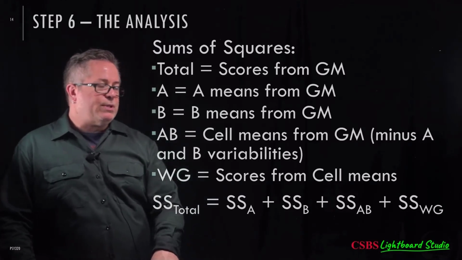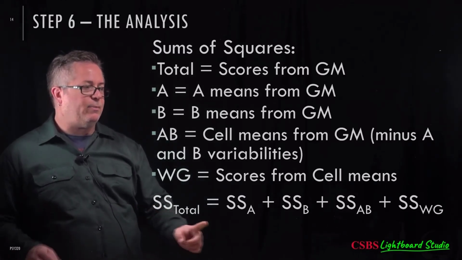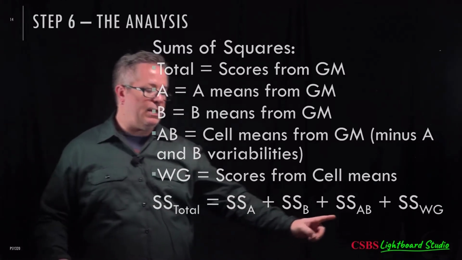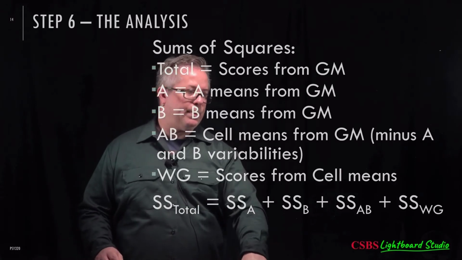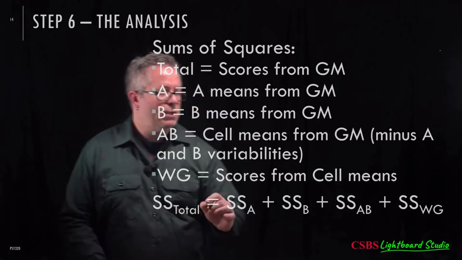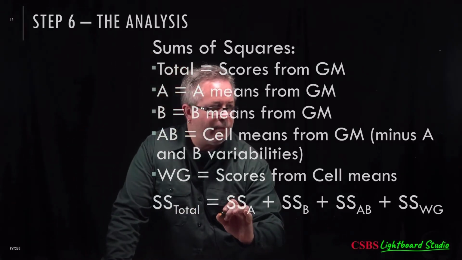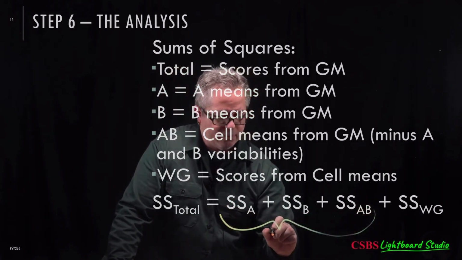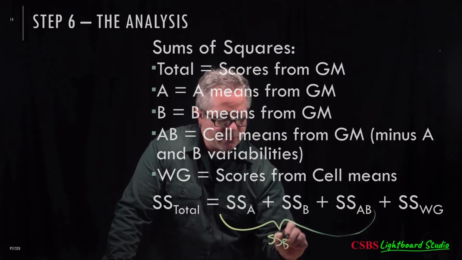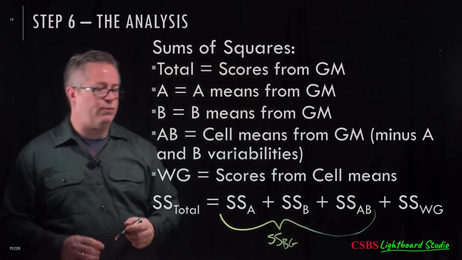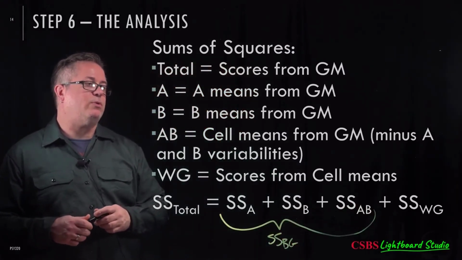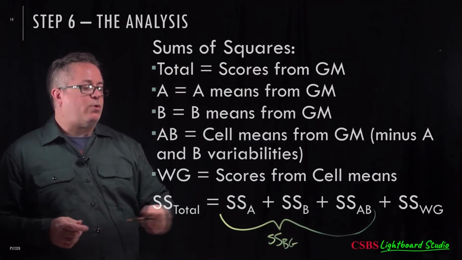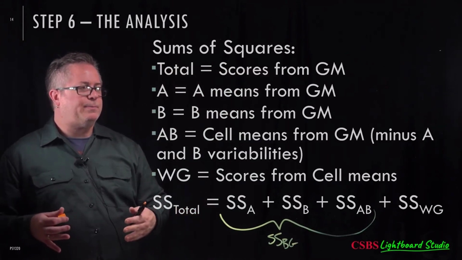For the between group stuff, again, it's been split. Remember, A and B and AB were all collected together before in the sum of squares between groups. They were all just different ways of looking at between groups. And you're thinking, well, how does that work?